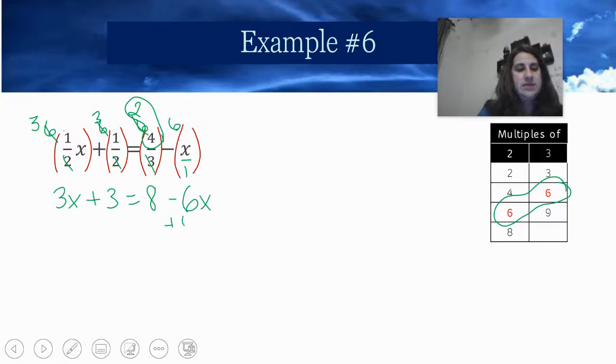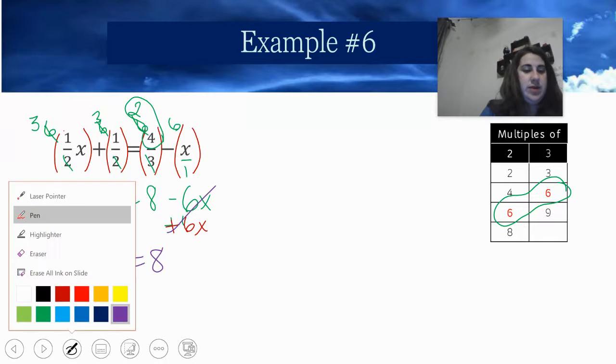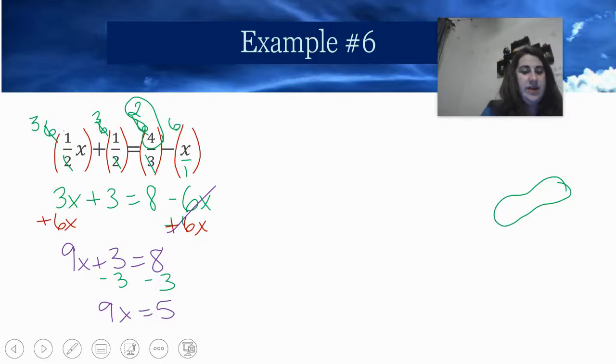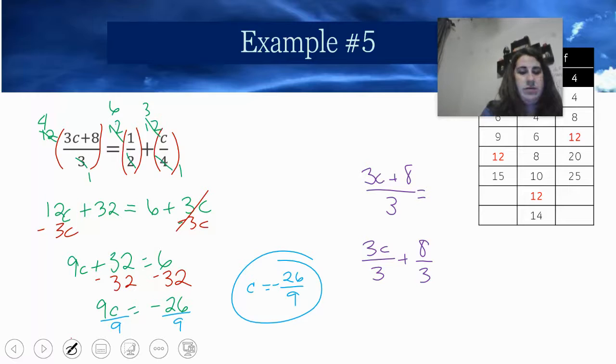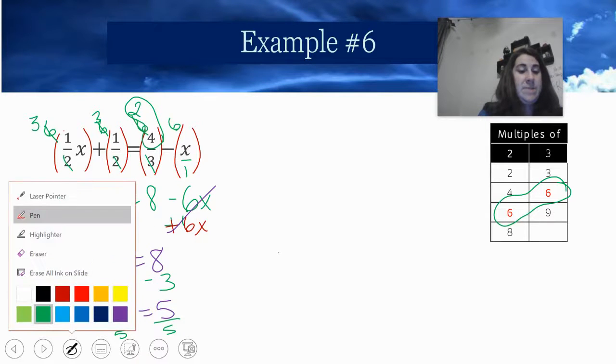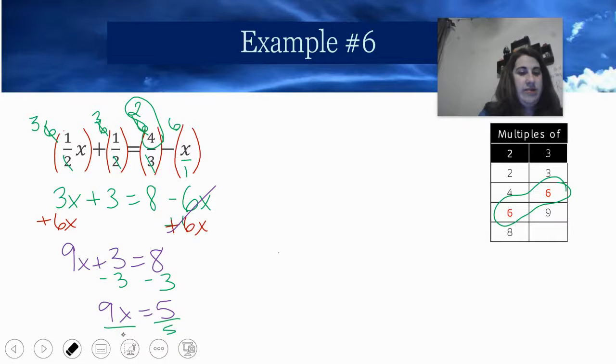So I'm going to add 6x. This gives me 9x plus 3 equals 8, because these canceled out. Now I'm going to subtract 3 from each side. And I get 9x is equal to 5. And now I'm going to divide each side by 5. I'm sorry. Divide each side by 9, not 5.